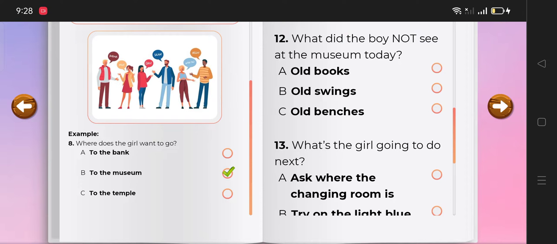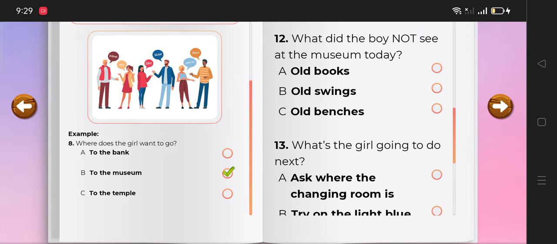Where did you go with your class today, Richard? We went to the old school museum. Oh, what did you see there? We saw an old classroom with old desks and old books. We also played on the old swings in the playground. Everything there was old, except the benches near the gate. That sounds interesting. I've never been to that museum.